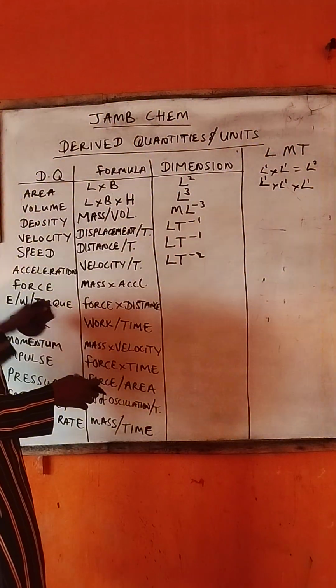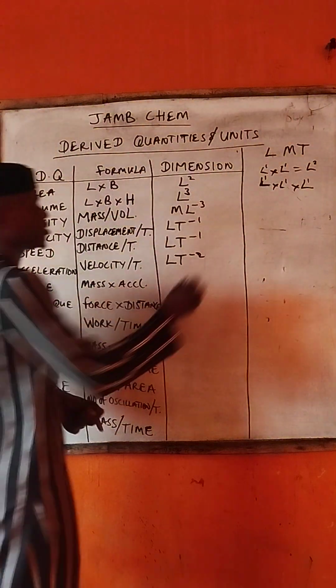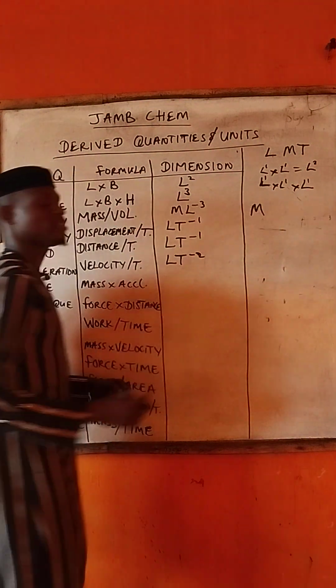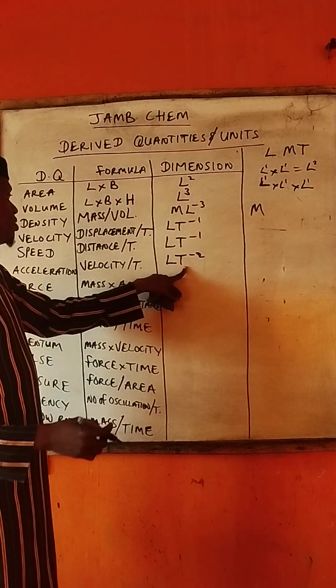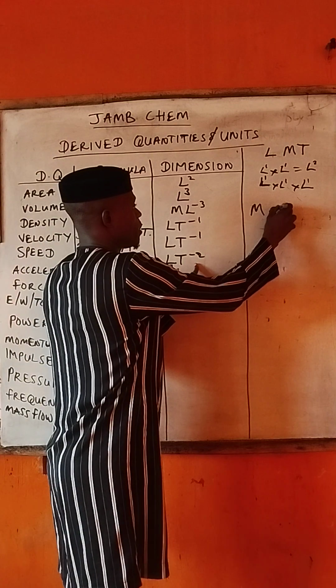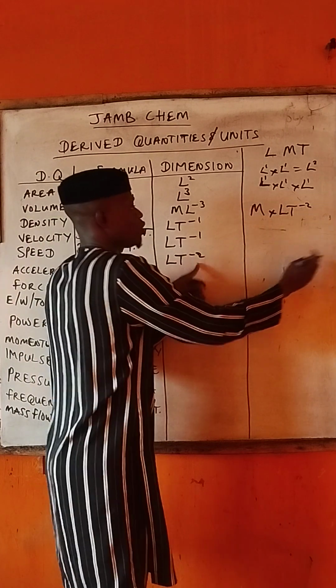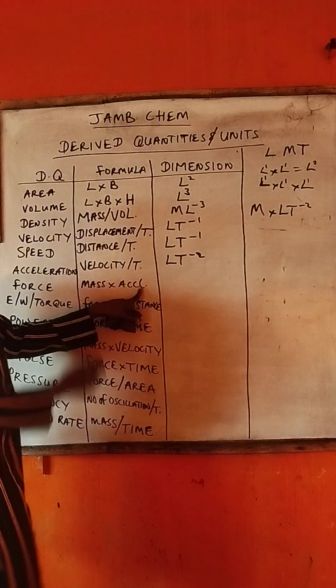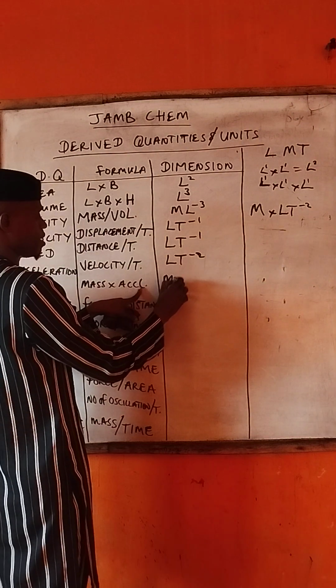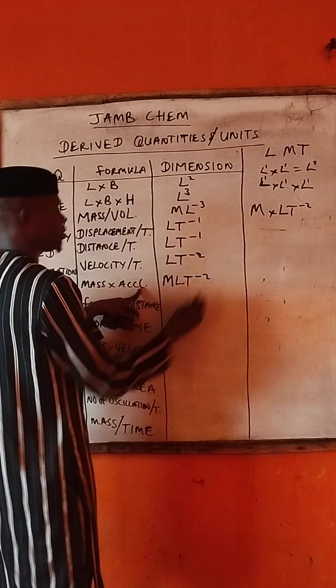So for force, force is mass times acceleration. Acceleration is LT raised to minus 2, so if we match this together, we have the force, MLT raised to minus 2.